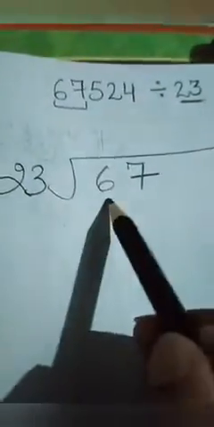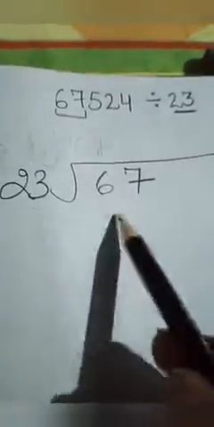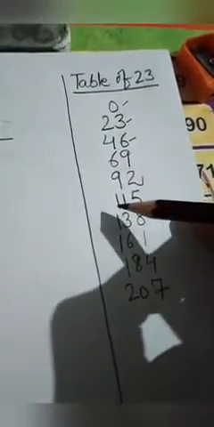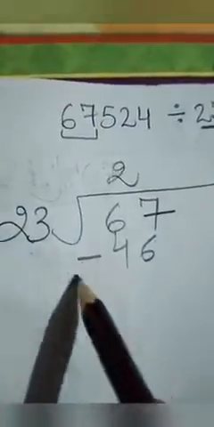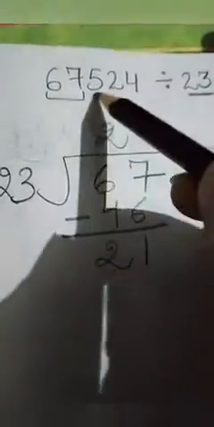67,524 divided by 23. The divisor has 2 digits, so firstly we will take 2 digits from the dividend. We will write 67. After that we will observe the table of 23, what can be written under 67. You can see this, this and this can be written under 67. Out of these three, the maximum is 46. So we will take 2. 23 2s are 46. We got here 1 and here 2. We got 21.